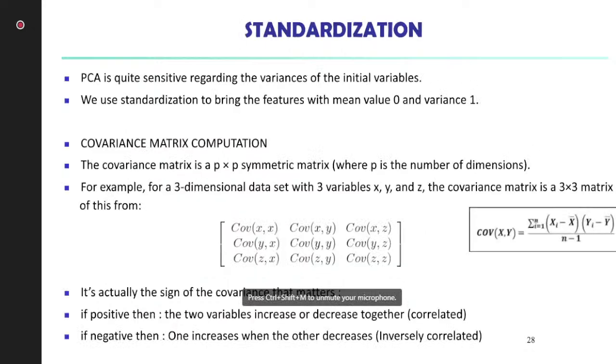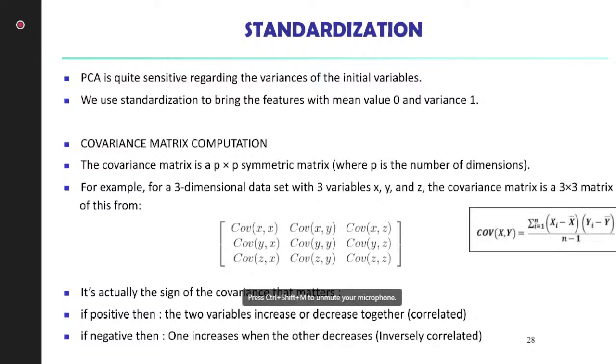So if we see here, standardization is pretty simple. Right. Then we generate something known as the covariance matrix.